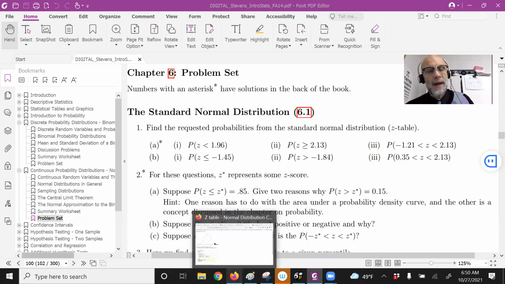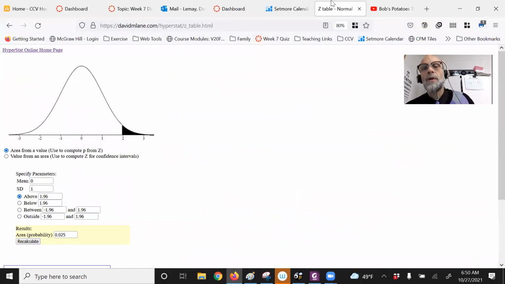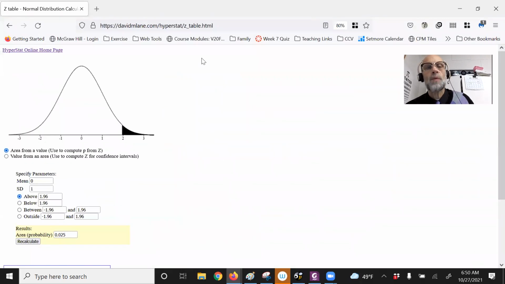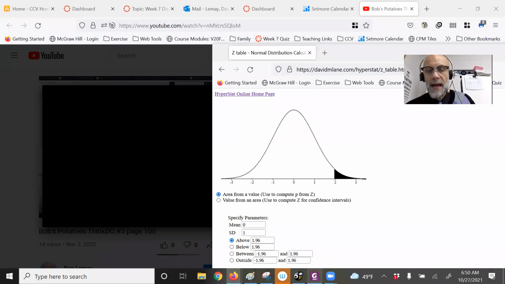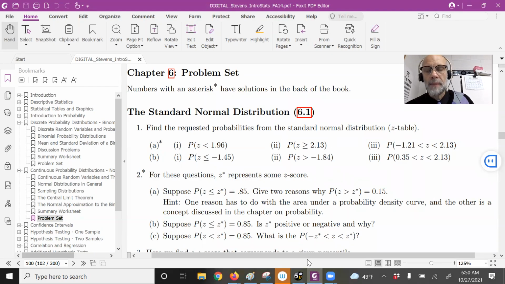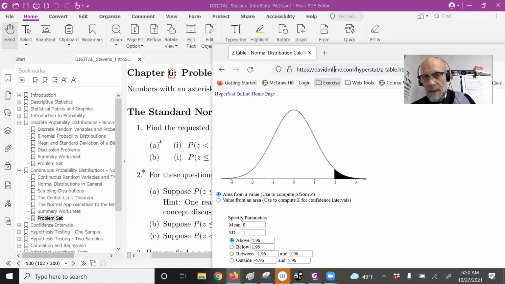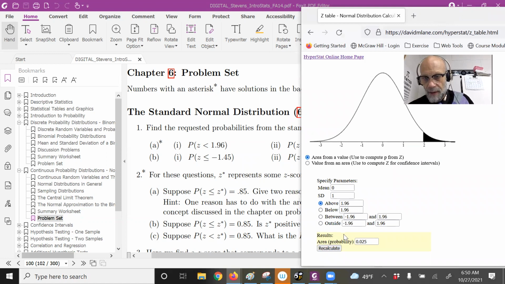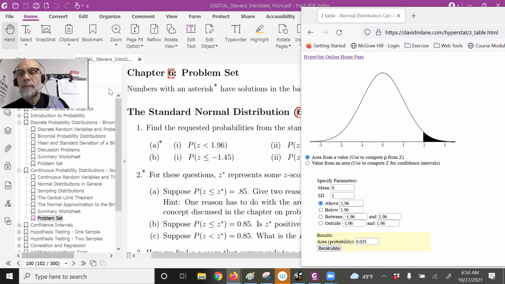So if you haven't watched any of the other videos, hopefully you'll watch this one, and I'll show you how to use this DavidLane applet to do this work, okay? It's great. There are other applets out there. What I like about this one is it does the picture, it gives us a graph of the distribution. Let me move some of these windows out of the way.